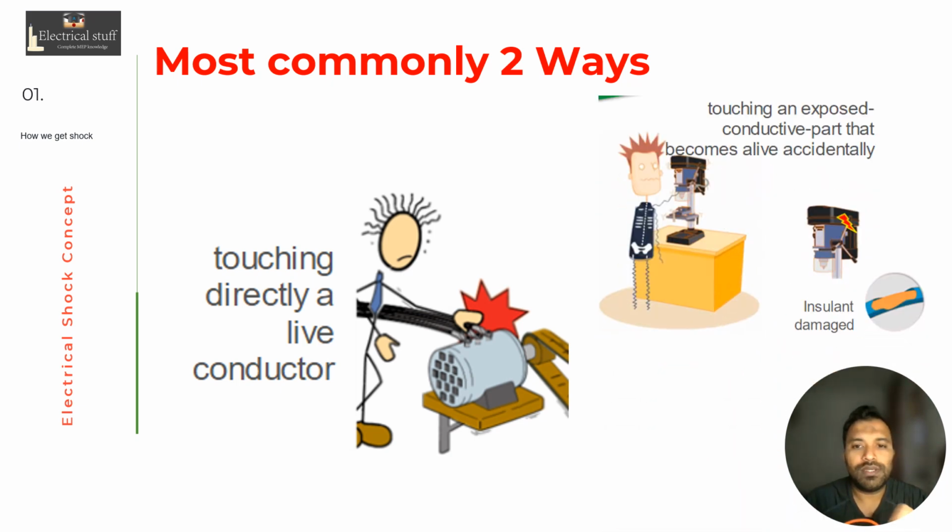The second one is, if you look at this picture, this guy is standing here and working with a machine. The insulation has broken down and touches the body of this machine. So he doesn't touch the live conductor directly. He touches the machine while working. What happens? The electricity will pass through his hand, through the ground, so he gets a shock. We can call these direct shock and indirect shock. These are the two methods by which he gets shocks, and these are the most common ways for electrical shock.